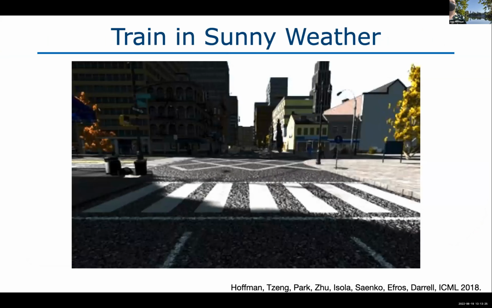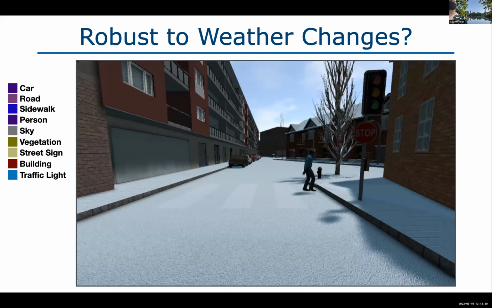Let's say we had only seen a subpart of the world, like we had dominated our data set with sunny images. And now we'd like to see how well our system, which performed really, really well on our benchmark, is doing at recognizing this image of a road scene that's covered in snow.